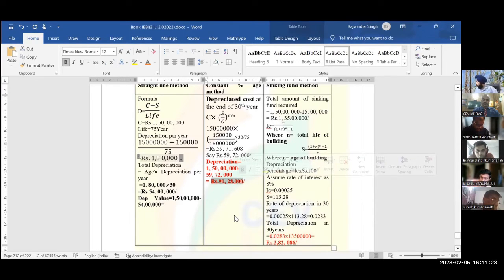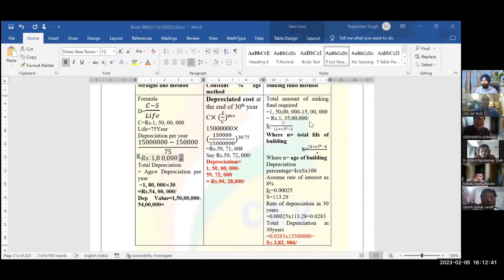Friends, you should remember the difference between both the concepts. In constant percentage method or WDV method, he will always ask you about the depreciation or the depreciated value, because depreciated value will be calculated automatically. In straight line method, he will ask you about the depreciated value to confuse you, because you will not get that depreciated value straight away in straight line method. You will get the depreciation. And all three methods use the same example, so that you may be able to understand the basic difference between the three methods. Yes, sir, please continue.